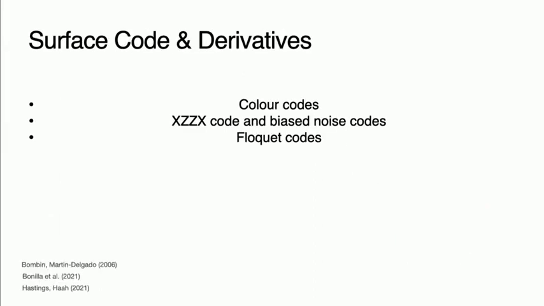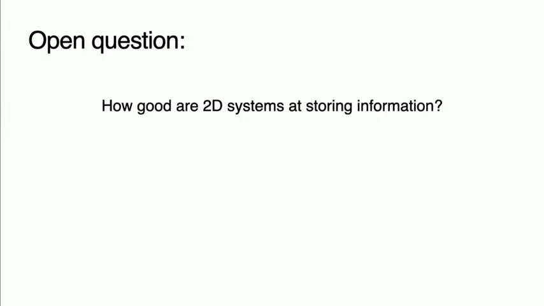Surface code has inspired many descendants. The color codes, the XZZX code, the Floquet codes, to name a few, they all kind of have the same issue of if you want to encode information in the physical version, the information is going to decay very quickly. Great, so that kind of inspires a natural question: how good are 2D systems at storing information in general?